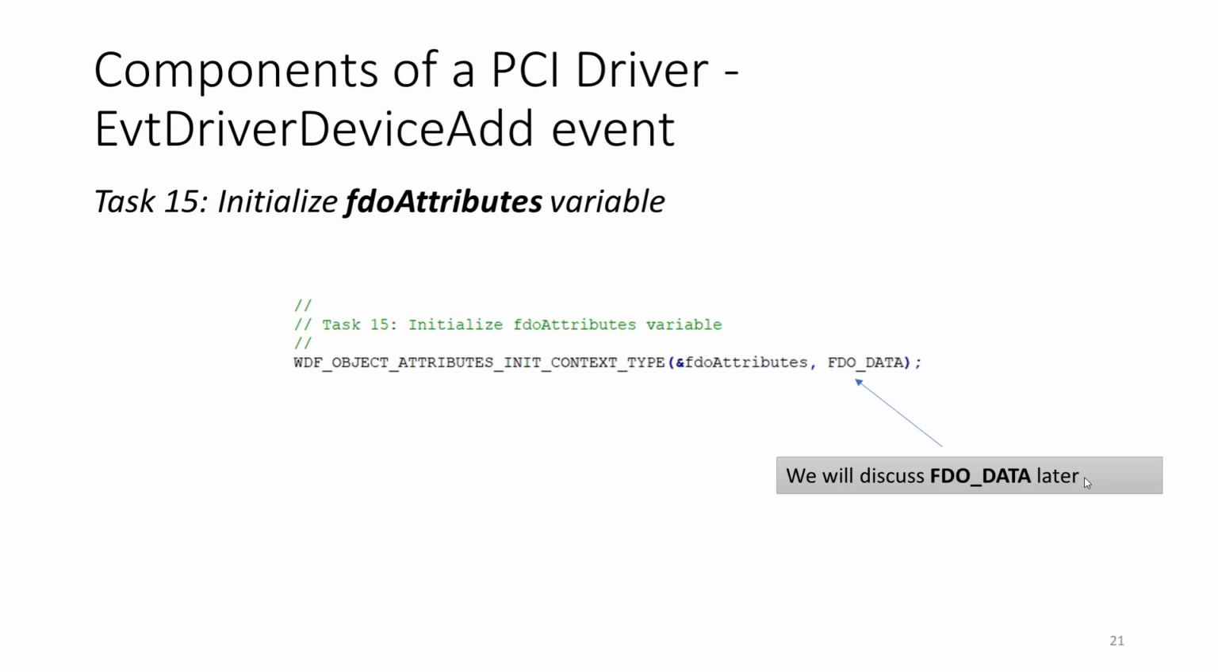Task number 15, initialize the fdoAttributes variable. To initialize the fdoAttributes variable, we need to use the WDF_OBJECT_ATTRIBUTES_INIT_CONTEXT_TYPE macro. The macro accepts two arguments. The first argument is the address of the fdoAttributes variable. The second argument is a structure name, in this case fdoData. The fdoData structure is driver defined, so it should be implemented by the developer.